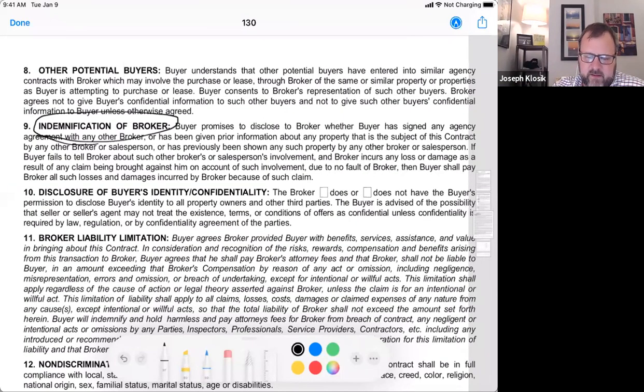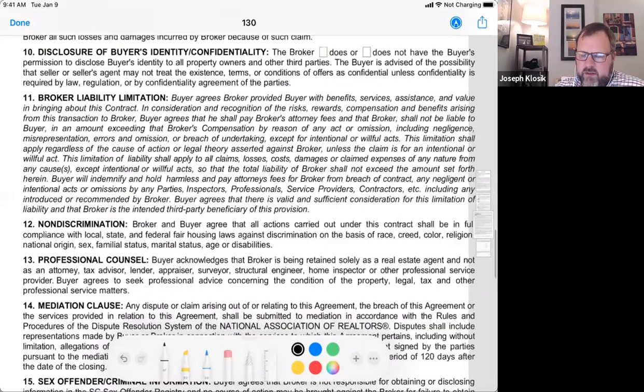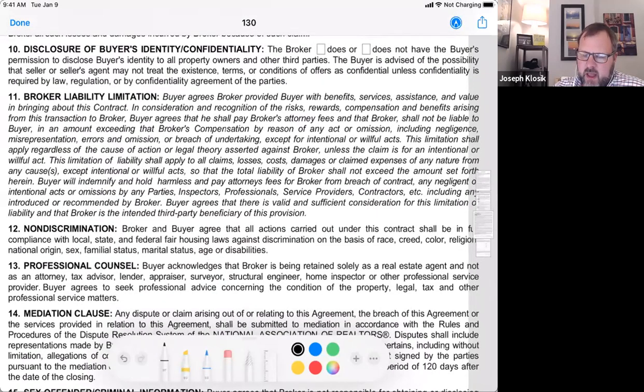In section 10, in the event that the buyer wants to be confidential, this is where they're going to disclose whether or not you as the broker have the permission to disclose their identity to all property owners and other third parties. This doesn't tend to happen on a regular, everyday real estate transaction. Should you get into luxury, high net worth clientele properties, this may be the point where they would want to know who the buyer is. And at this point, the buyer will give you permission as to whether or not they want you to disclose that.